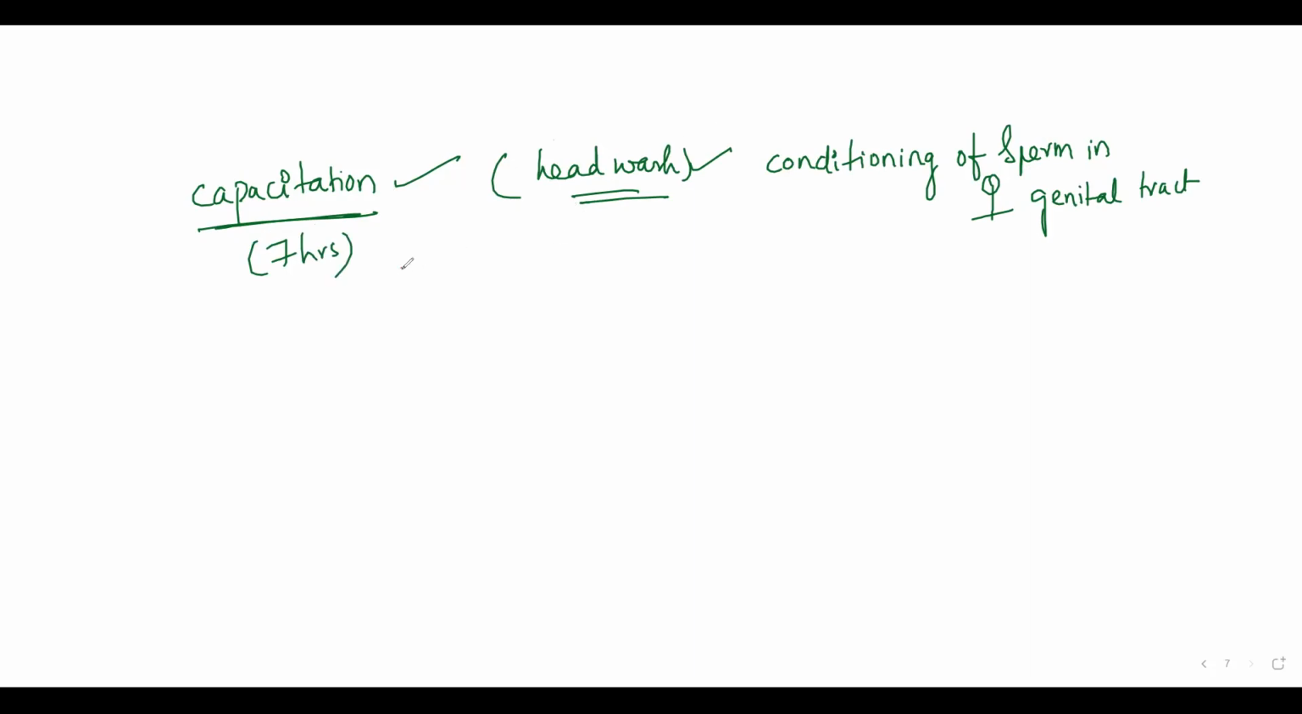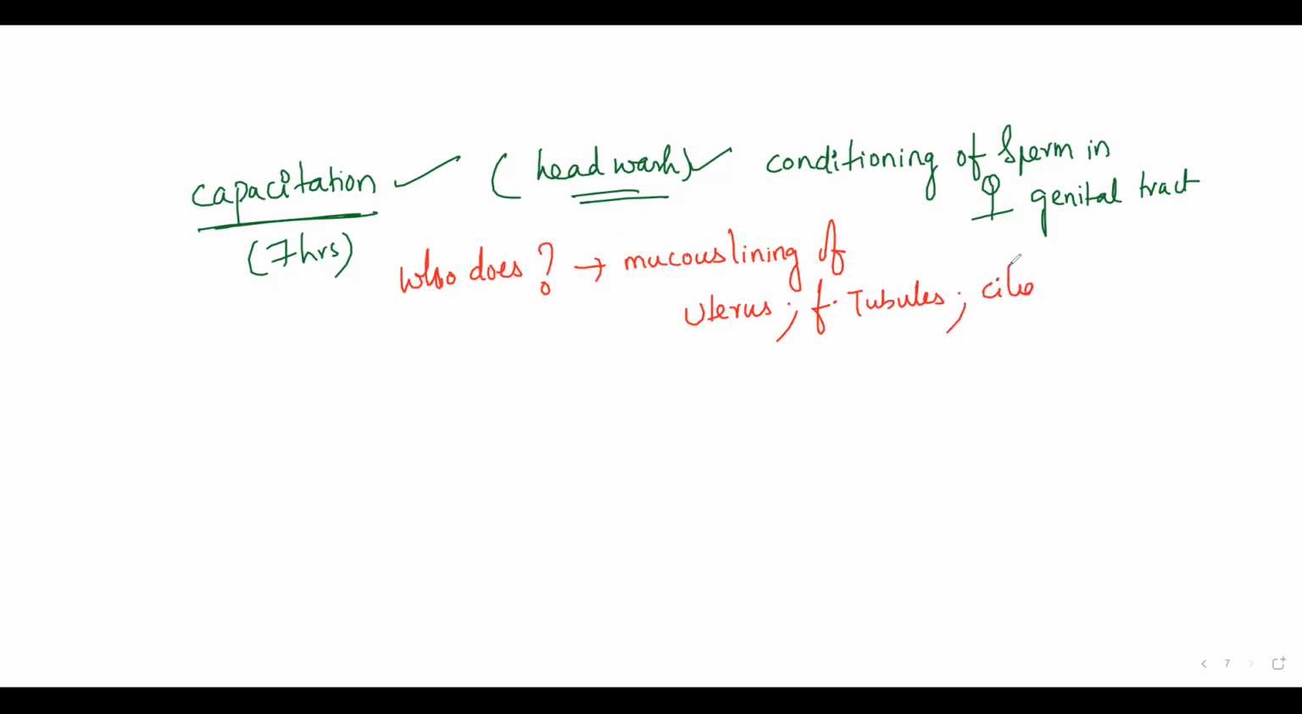Where does it happen? Who does the capacitation? That is none other than the mucus lining of the uterus. There we could see the fallopian tubules. Here also we can see the mucus, as well as the cilia of the mucus cells, as well as the enzymes present here. They all are going to wash up or condition the sperm. This is being called capacitation.